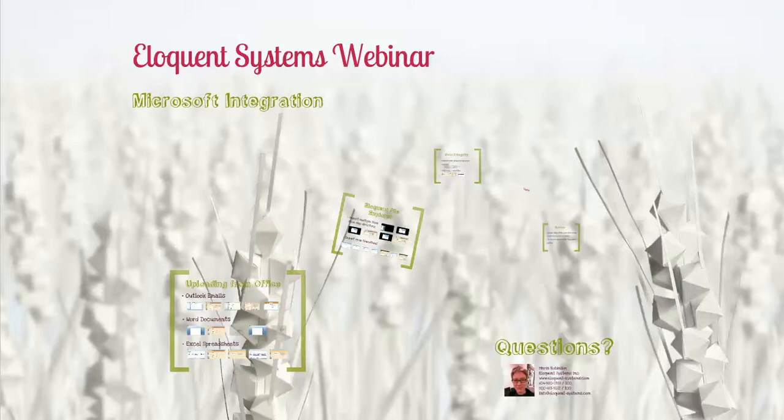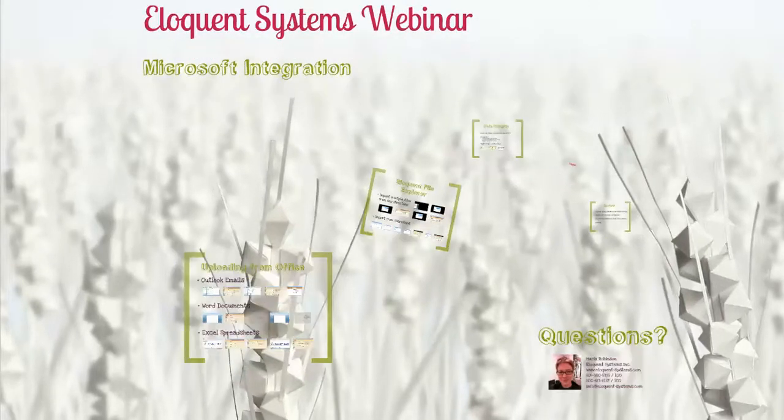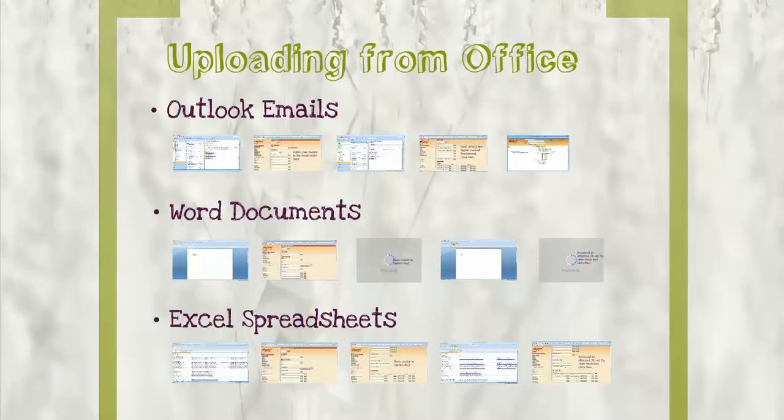As part of the Eloquent Records basic package, we provide add-ins for Microsoft Outlook, Word, and Excel, and a File Explorer utility that allows you to upload records from SharePoint and shared drives. The Office add-ins allow users to upload their emails, Word, and Excel files from within the application. You can complete your document and file it immediately, or you can send and receive an email and file it immediately. Let's see how this works.